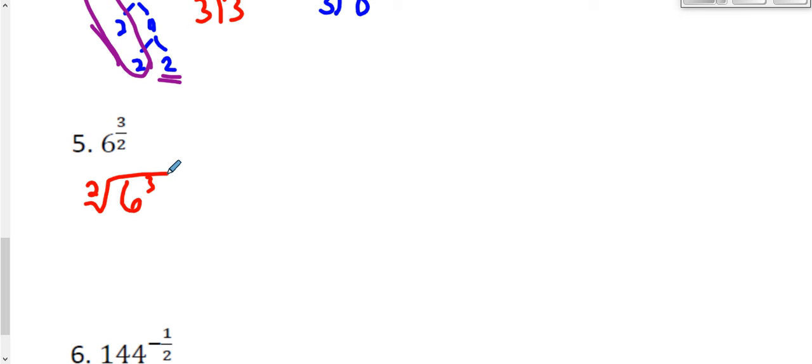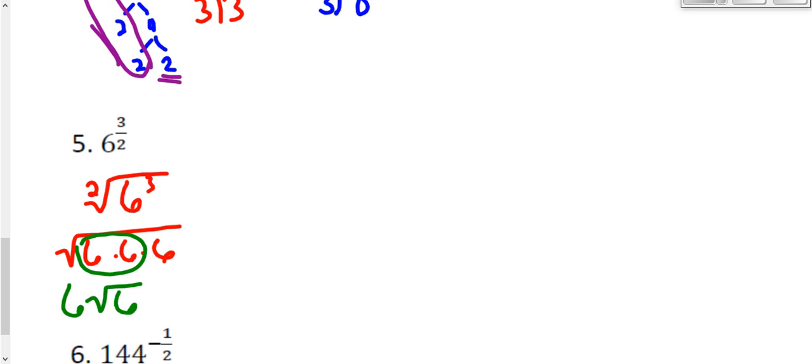There are a couple of ways. One of them is to actually write out what 6 cubed is, and I don't mean actually multiply 6 by itself 3 times, but to write out 6 times 6 times 6. That's 6 cubed. Because I have 6 times itself 3 times, and I only need a set of 2 to take something out of this radical, that means that I can bring a 6 to the front and have 1 6 left inside.